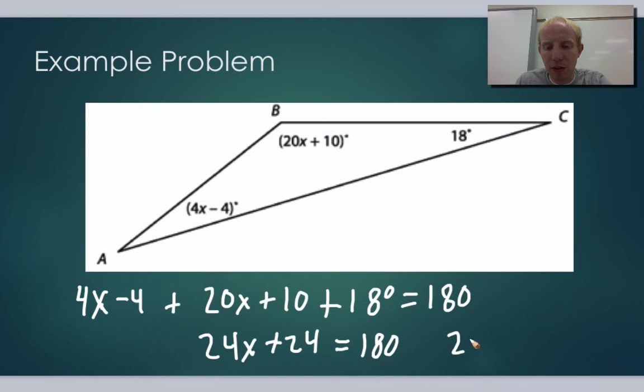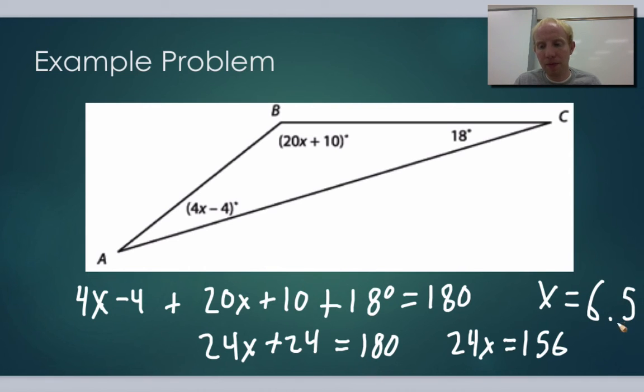Now we can minus the 24 over. So that will give us 24x equals 180 minus 24. You plug that into your calculator. 180 minus 24 will give us a measure of 156. Then the last step will be to divide the 156 by the 24. And so x equals 156 divided by 24. And that will give you x equals 6.5. Okay, so there we go.